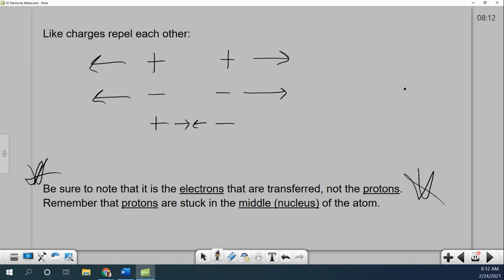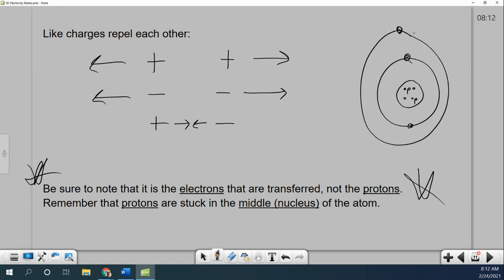So I got protons, neutrons, protons. Like, they're held very tightly there in this nucleus. But my electrons are way out here. And they're zipping all over the place. So they're very easy to take away. You can get to those, you can zip them around, you can transfer them, you can move them, you can make them jump. So remember, it's the electrons that are transferred. Electrons, not the protons.